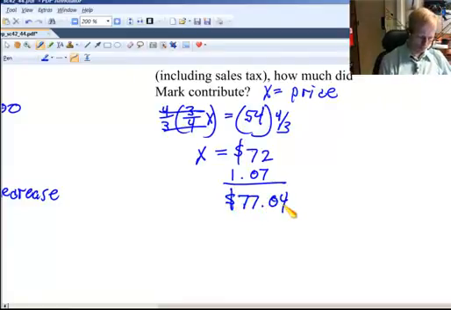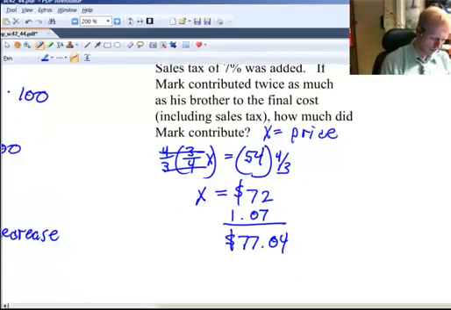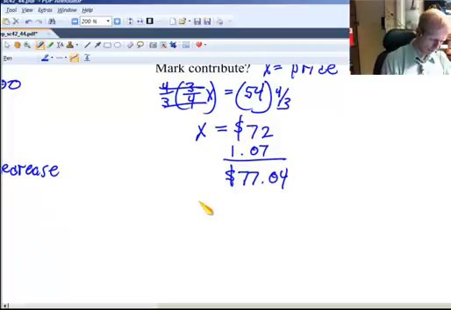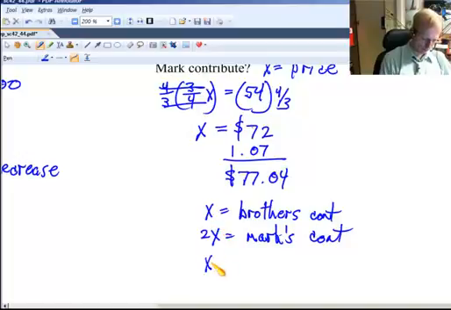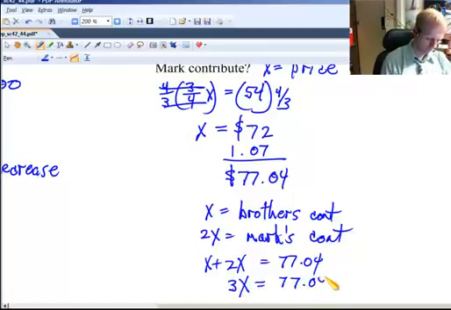Now it says that Mark contributed twice as much as his brother. Okay, well, one way to think of this is, if his brother contributed x, then Mark would have contributed 2x. Okay, so the total is 77.04, so that would be x plus 2x equals 77.04, or 3x equals 77.04. Then divide by 3.